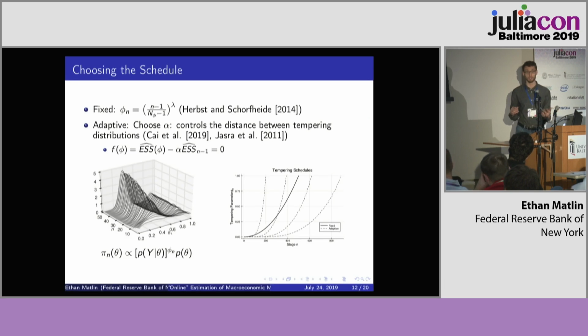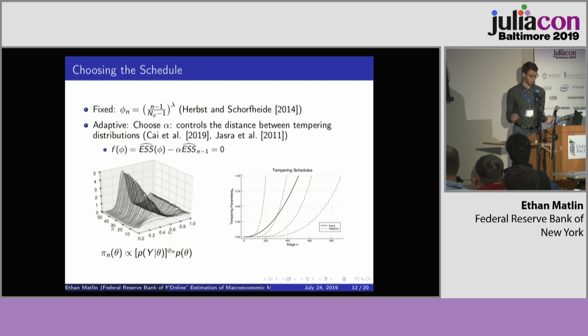So the question emerges, how do you choose the phi schedule? How do you decide how quickly to incorporate information from the likelihood? One proposal is to use a fixed schedule. That's what a paper by Herbst and Schorfheide did in the Journal of Applied Econometrics.